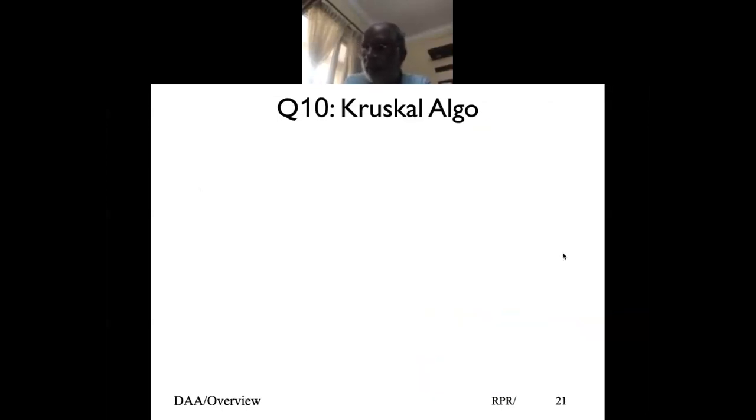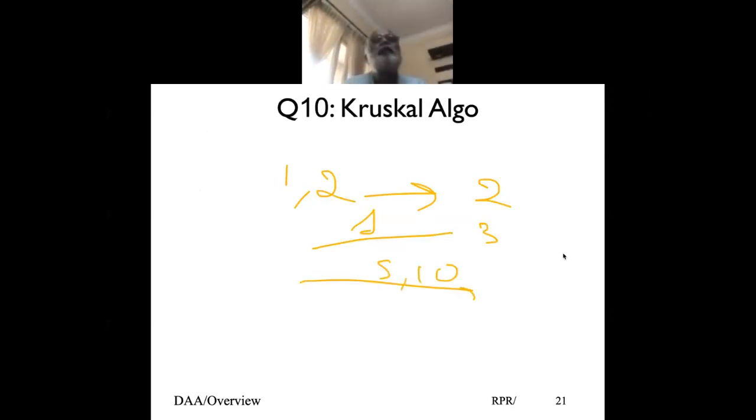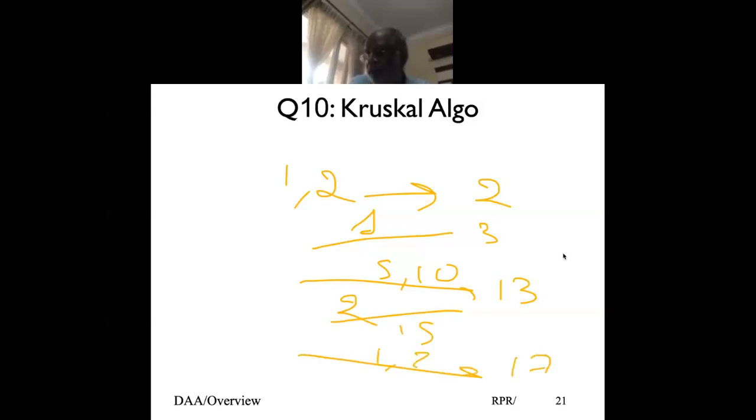So 1 and 2 go. It takes 2 seconds. 1 comes back, 3 seconds. Then 5 and 10 go. It becomes 13 seconds. Now 2 comes back. It becomes 15 seconds. And now 1 and 2 go across. It becomes 17 seconds. That's how you get the optimal, but no greedy approach will help you out. That was the question.